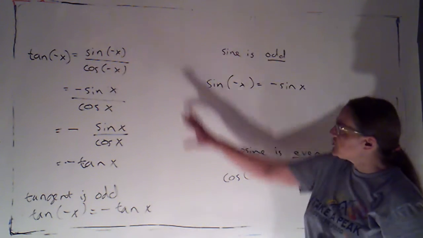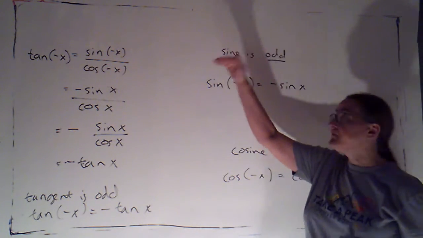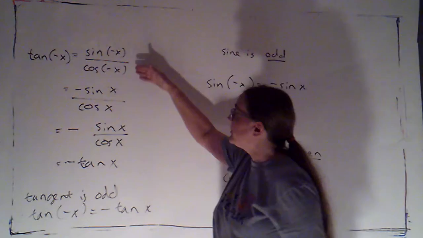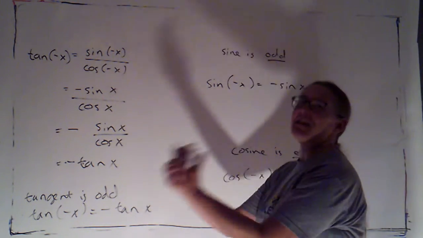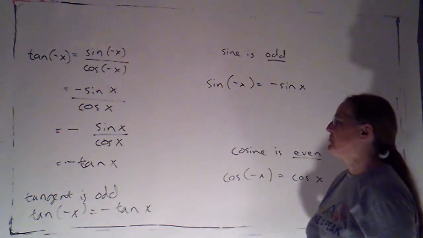It's kind of interesting with this fraction. I had one function that was odd on top and one function that was even on bottom. That introduced one negative sign, so that gave me the opposite output.